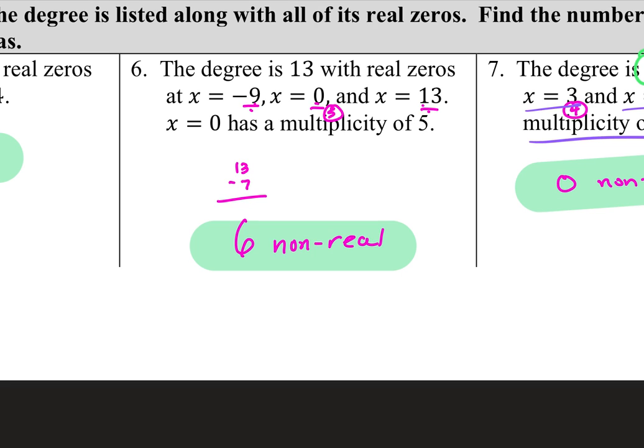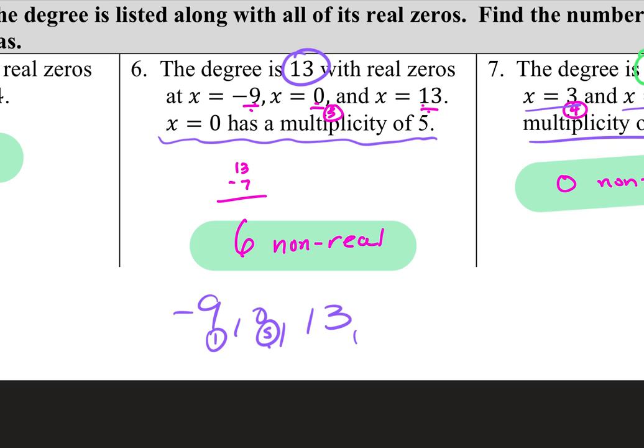So 6 says 13 total, right? And you've got -9, 0, and 13. And then it says 0 has a multiplicity of 5. So 0 has 5 of them. So 5, 6, 7. 13 minus 7 is 6.